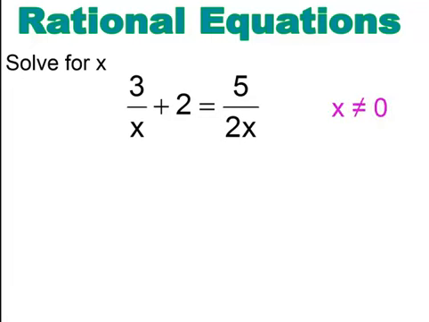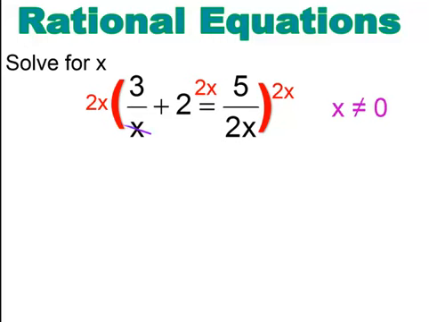So the first thing you're doing is finding the value that x cannot equal. And in this case, x cannot equal 0. Now I'm going to find the least common multiple. And in this case, the least common multiple is going to be 2x. I'm going to take that 2x and I'm going to multiply it to everything in that rational equation.